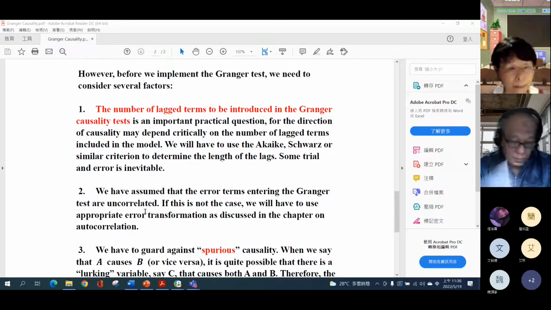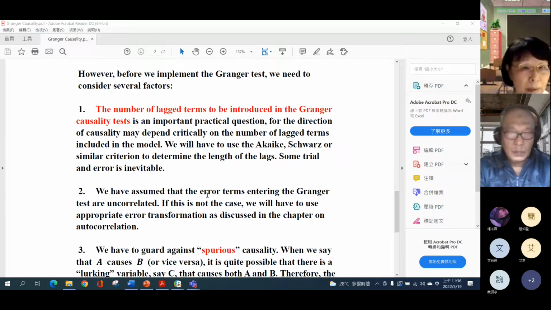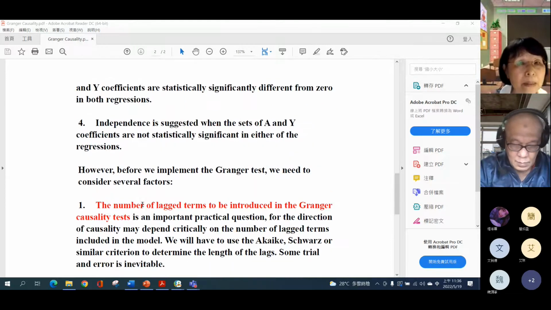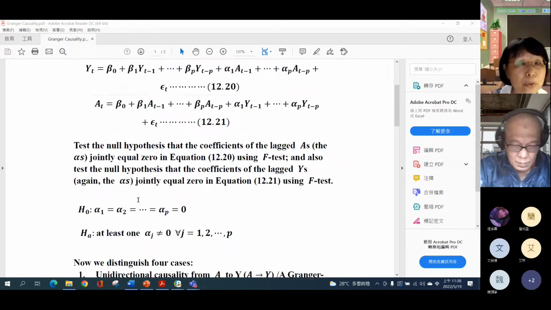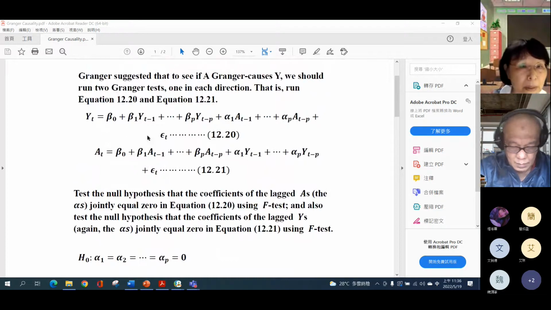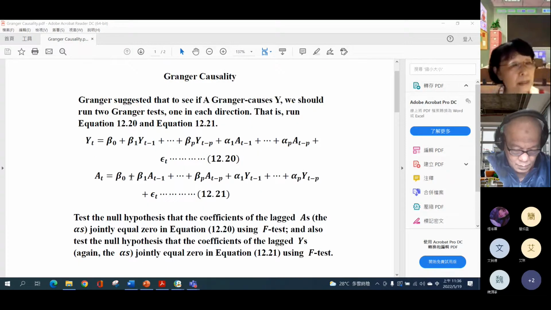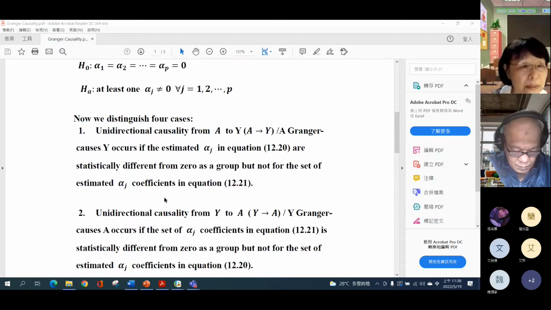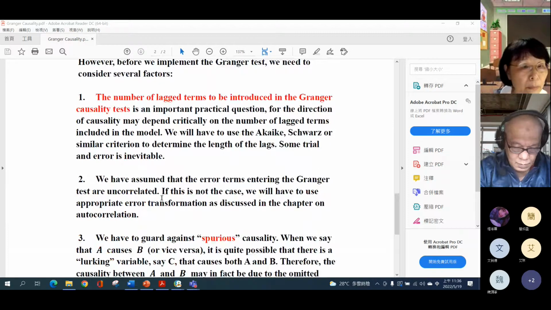All right. Second, we have to assume the error terms entering the Granger test are uncorrelated. It means that we need to assume and make sure these error terms have no serial correlation problem. If these two error terms do have a serial correlation problem, then we cannot do the Granger causality test. We need to do something else to fix the error terms. Okay, so this is the second one. We need to be careful.